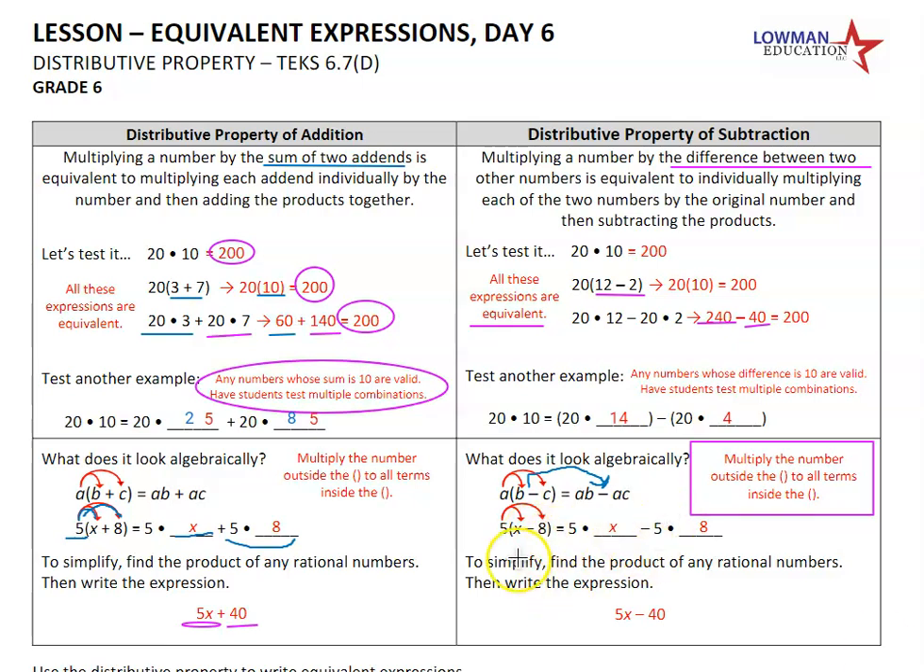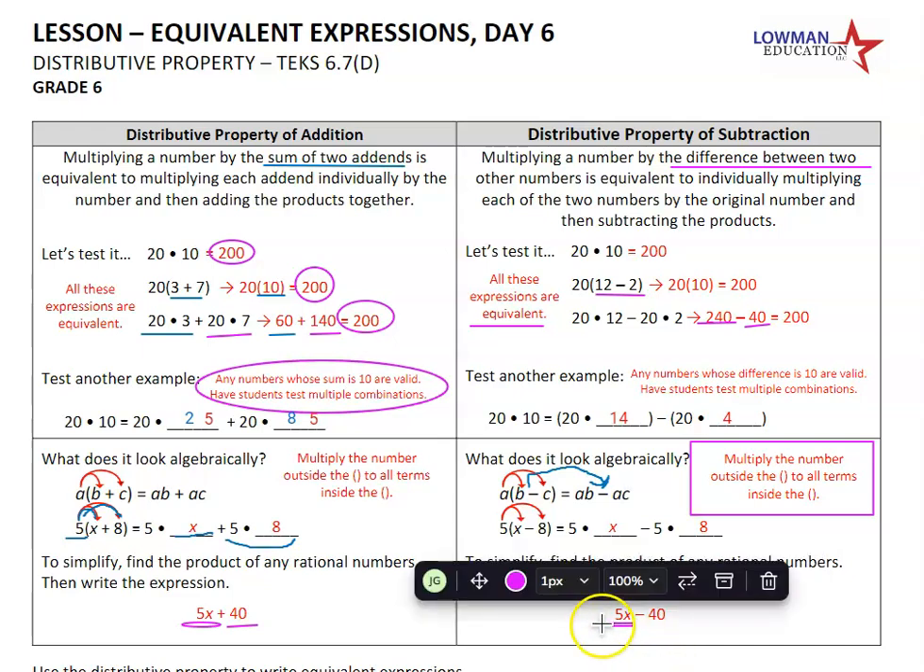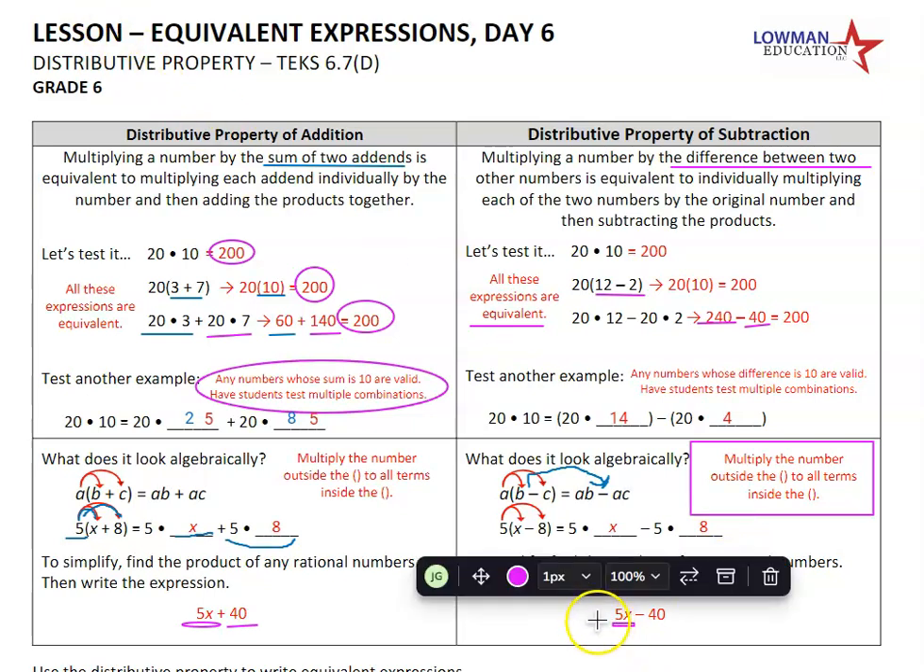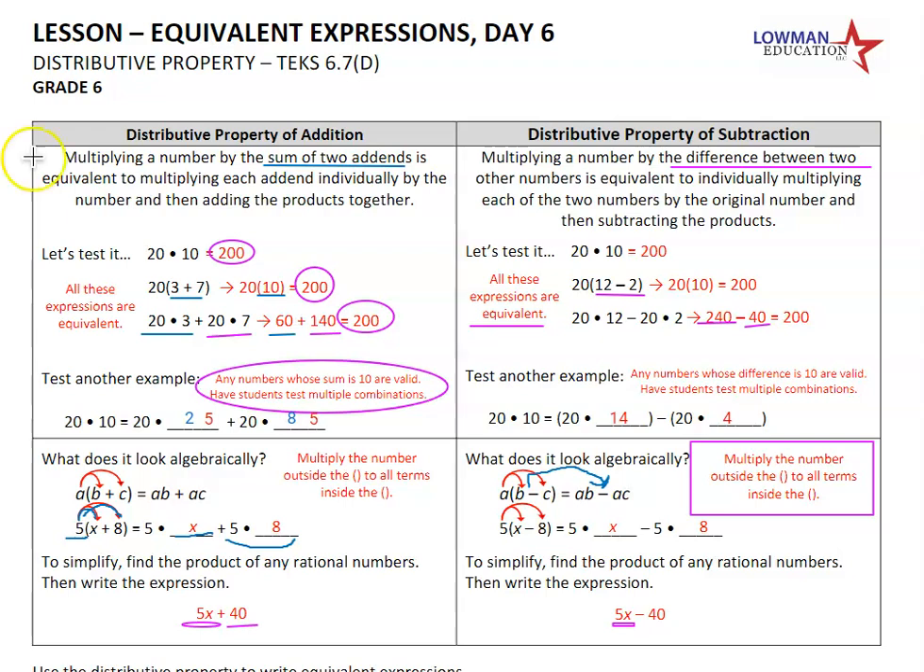And here's an example of it with numbers. And once again, just like with addition, you don't know what x is, so you're going to leave that 5x. But you do know that the product of 5 and 8 is 40. Okay, we're going to go down to the bottom half of your notes and practice some problems.